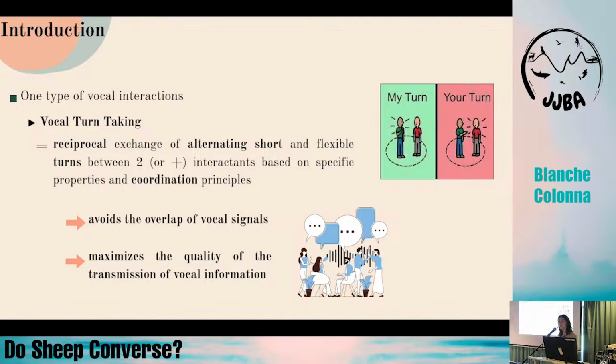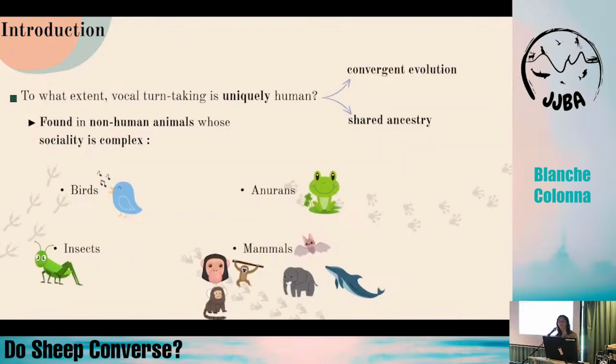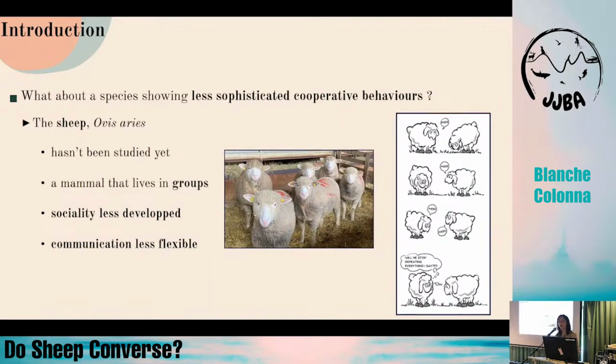But the question in vocal turn-taking is to know if it is uniquely human or if we can find it in other animals. Recent studies have shown that vocal turn-taking has been found in some birds, insects, anurans, and some species of mammals. In my study, we were wondering about a species less known to have sophisticated cooperative behaviors. That's why we chose the sheep, because it hasn't been studied yet, and it's a mammal that lives in groups and is less known to have sophisticated cooperative behaviors.